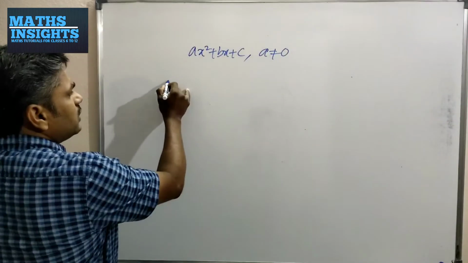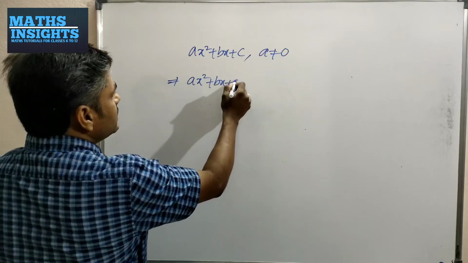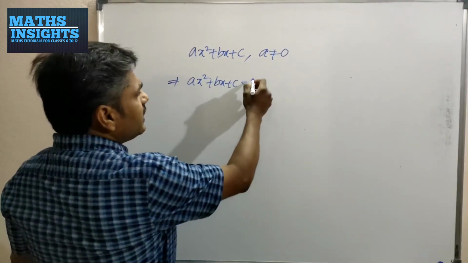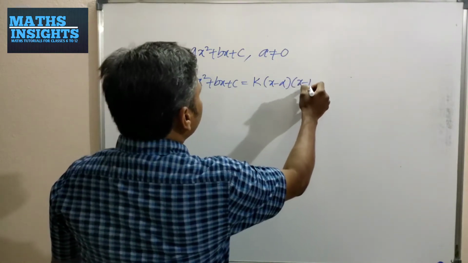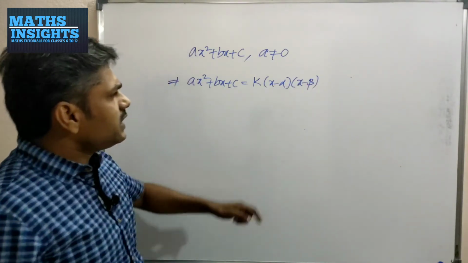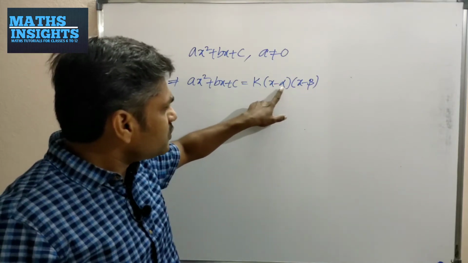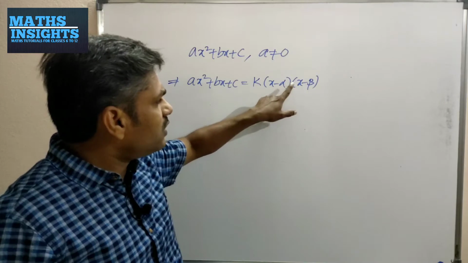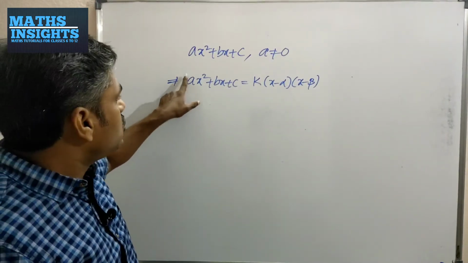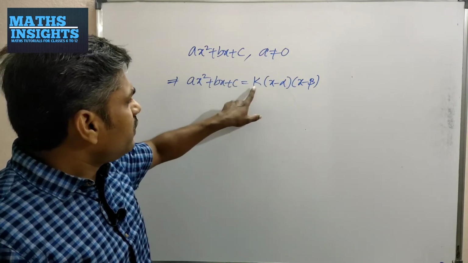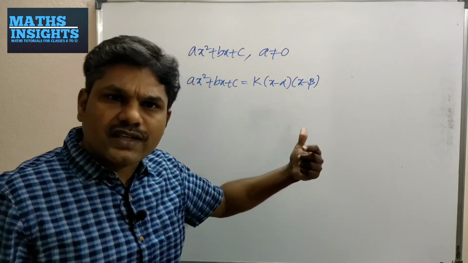Therefore this ax square plus bx plus c can be written as k into x minus alpha into x minus beta. See, alpha and beta are the zeros. Therefore, if you substitute x equals alpha or x equals beta, you will get 0 as the value of this polynomial. Where k is some constant.